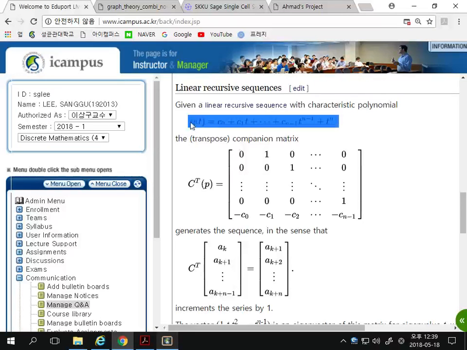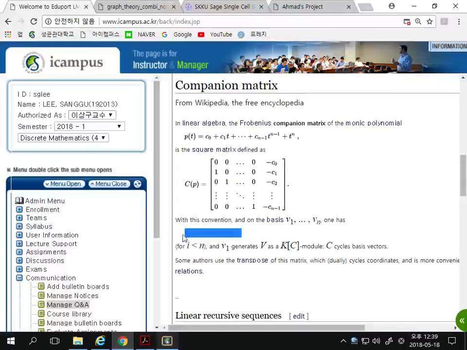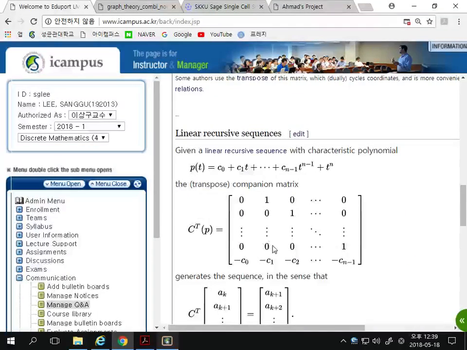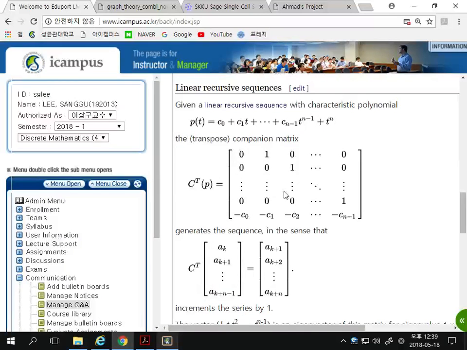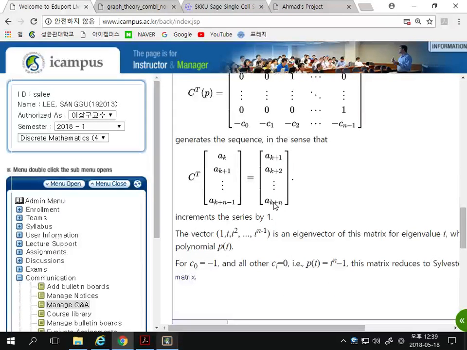So handling this polynomial is handling this kind of recurrence relation with its corresponding matrix, which is called the companion matrix. When you multiply a vector here, this and this give the next term, like this.